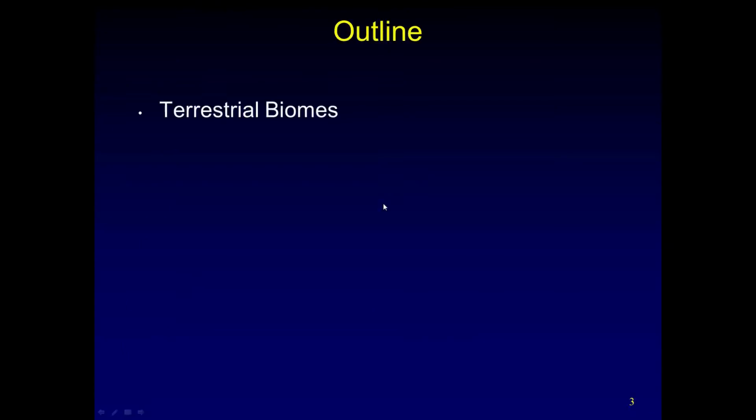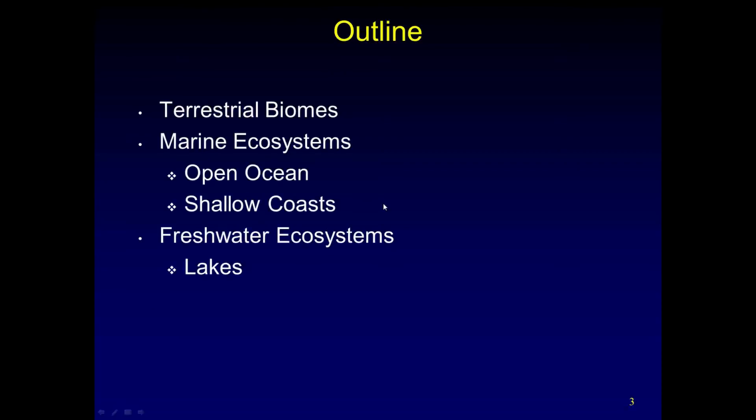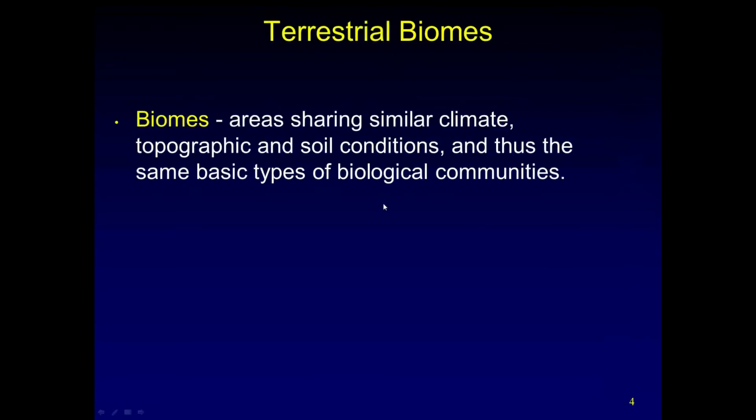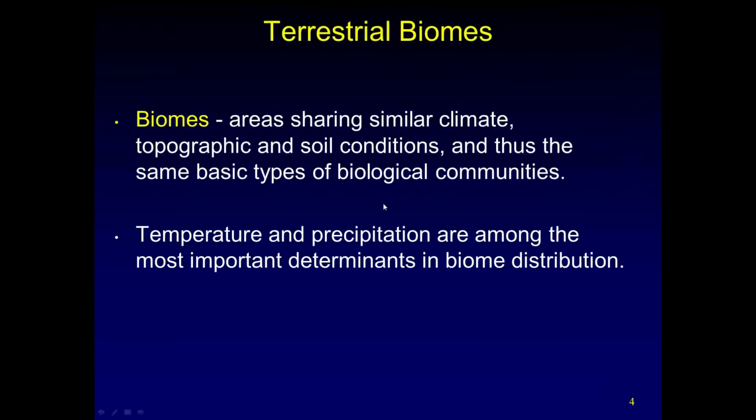Let's move on now to the outline. We'll talk about terrestrial biomes mainly in today's online lecture. We'll eventually get to marine, freshwater, and then human disturbances. Let's first talk about biomes. This is the major topic here in Chapter 5. Biomes are areas sharing similar climate, topographic, and soil conditions, and thus the same basic types of biological communities.